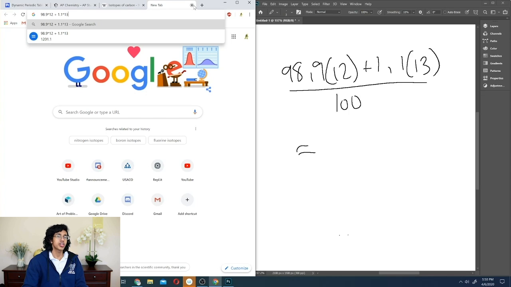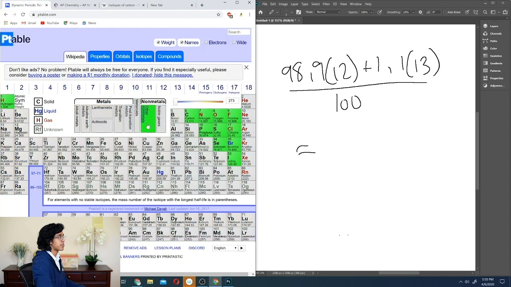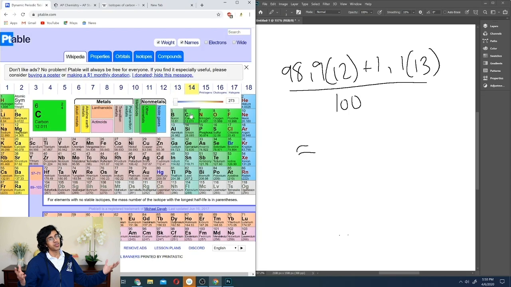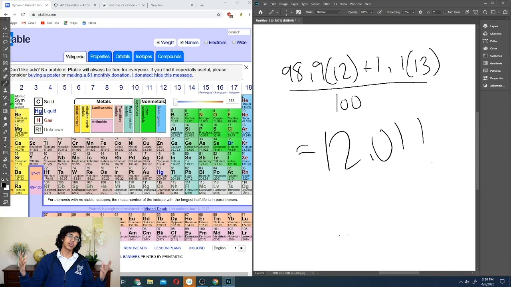Wait a minute. Where did I see that before? That's right, you saw it in the periodic table. Let me show you just to flex my epic skills. Look at that, 12.011. We calculated it from scratch. Okay, I know how to calculate relative abundances. No, wait, what is it? Average atomic mass. Okay, I'm just going to stop there.